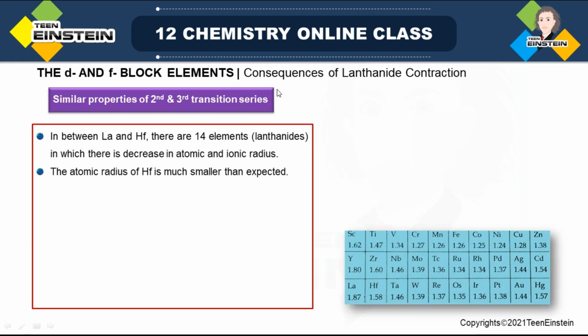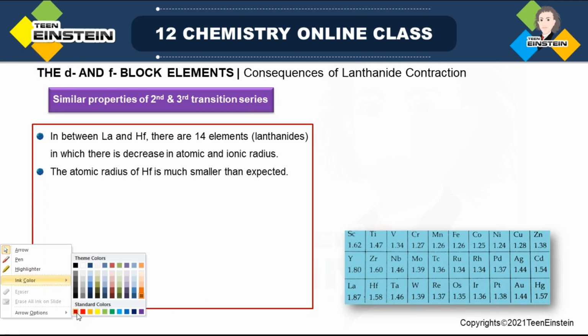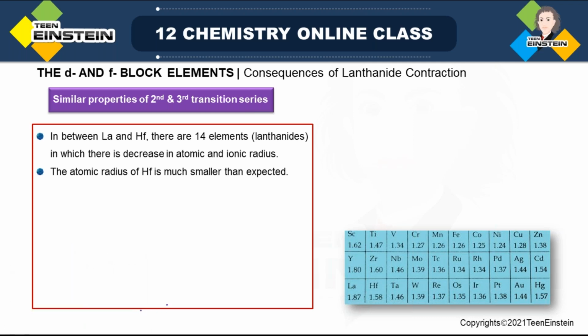Now, consequences of lanthanide contraction. This is a very important part. There are different consequences actually. We will come to that one by one. At the first point, we have similar properties of second and third transition series.